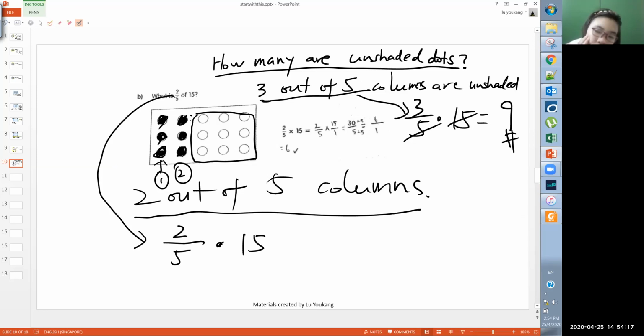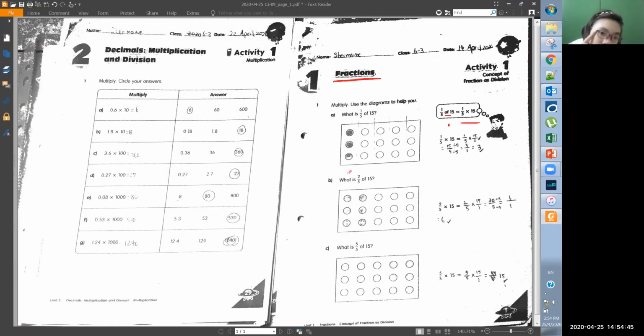Okay? So far so good? So that means I want you to understand the operation, and I also want you to understand how this operation is related to the diagram. Just now when I asked you, you didn't seem to understand how the operation is related to the diagram. Okay? Let's move on. Last but not least.